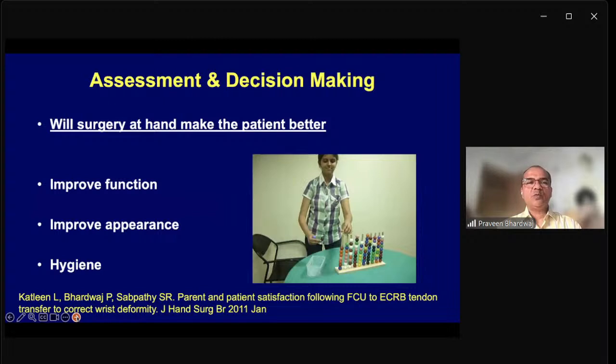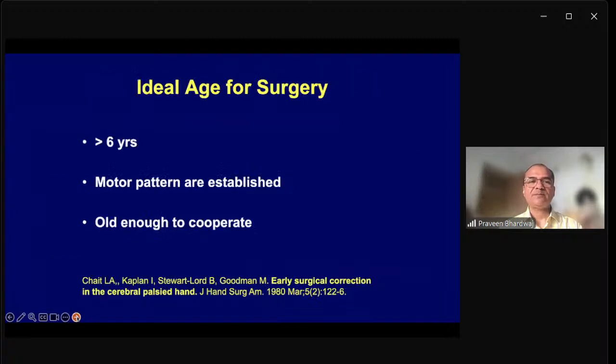Hence, as hand surgeons, I think most of the time we are very aware that we do operations where functional improvement could be expected. But in cerebral palsy, improvement in appearance should also be given top priority. In young girls, if you just improve the function, their overall look towards society and themselves improves a lot. Improvement in hygiene could also be considered an indication for surgery.